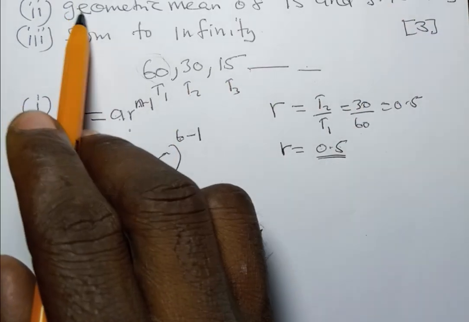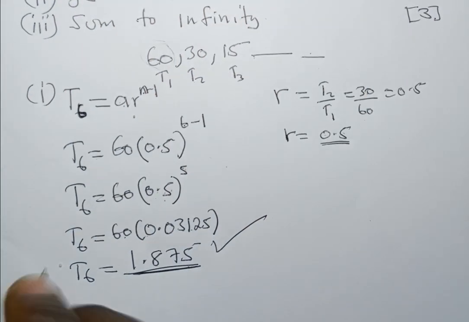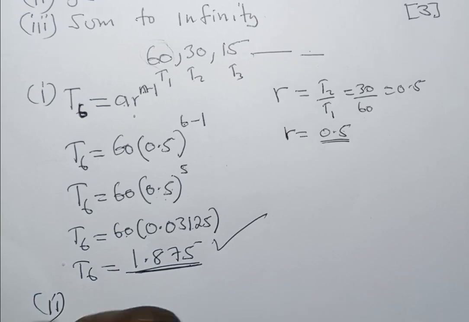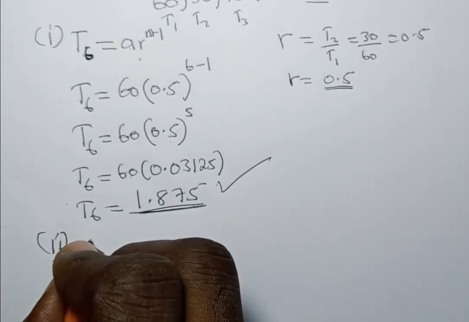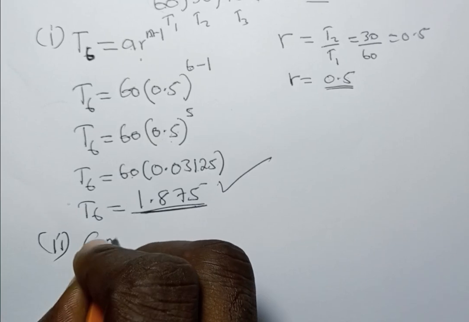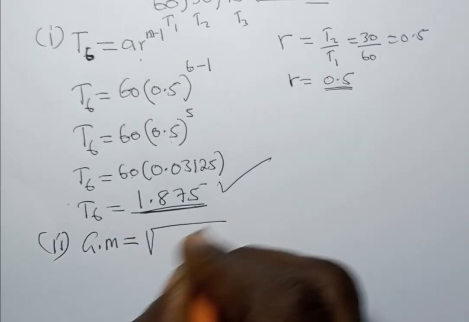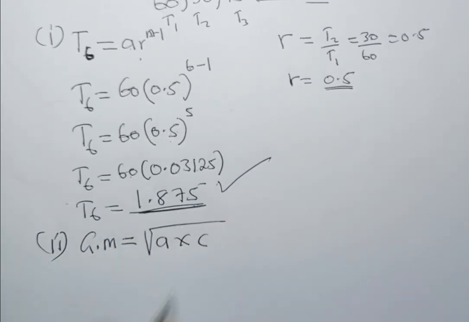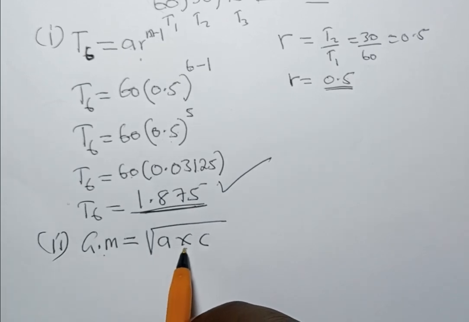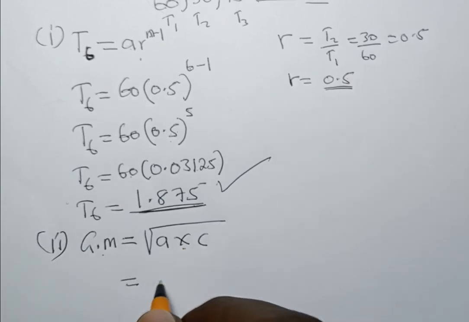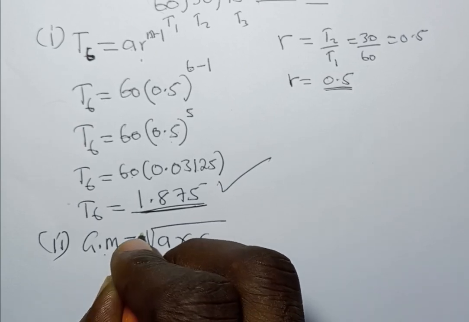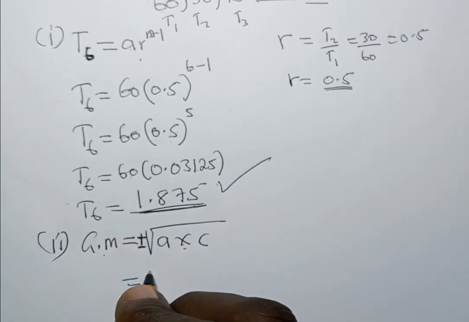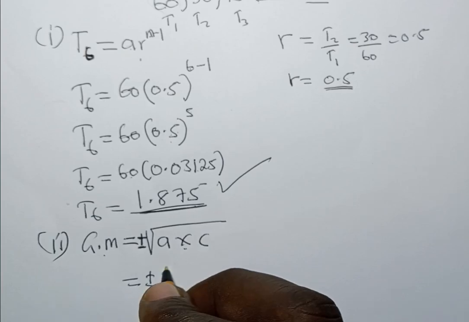You have 2 marks. Find the geometric mean. So for number 2, to find the geometric mean is also very simple. Geometric mean is abbreviated by GM, G for geometric, M for mean. The formula is the square root of A multiplied by C, meaning the geometric mean is the B in the middle. So how do you find geometric mean? Remember, don't forget to put plus or minus here. Then we say plus or minus square root.